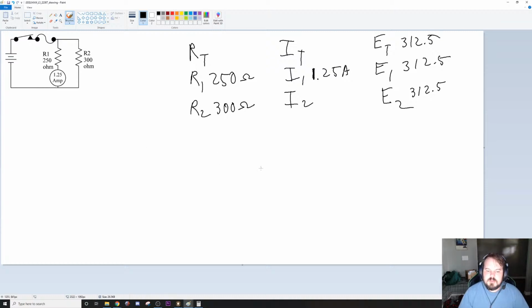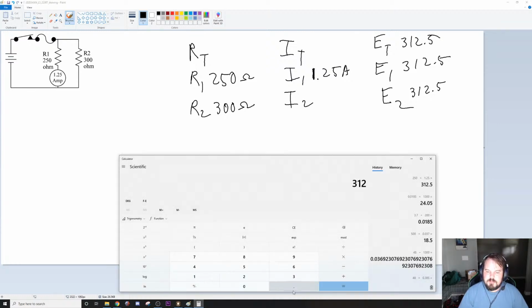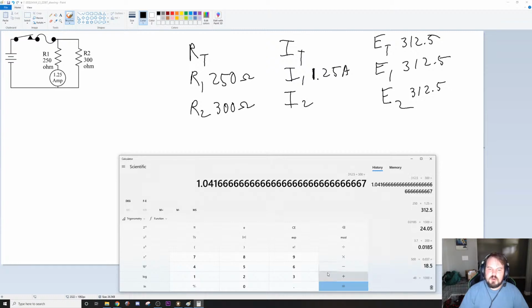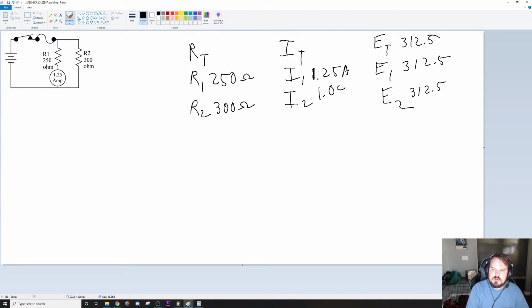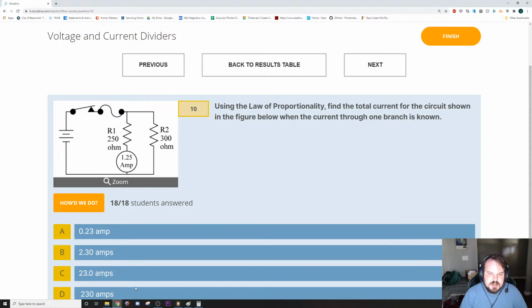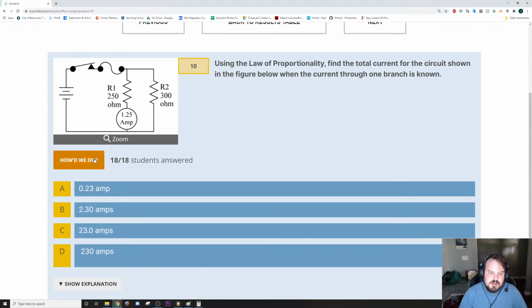All right, now we just have to divide. 312.5 divided by 300, which is our resistance of R2, is 1.04 amps. So that's going to give us 2.29 amps, or thereabouts. It's a multiple choice question, so you don't have to get exact. I'll call it 2.3. There you are.